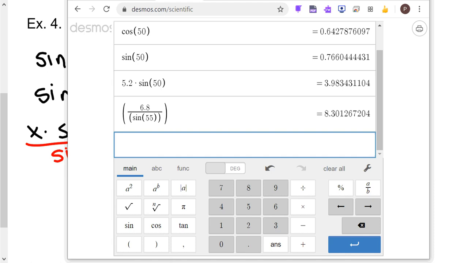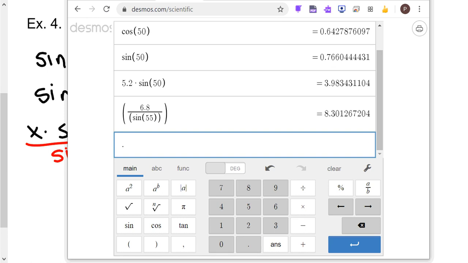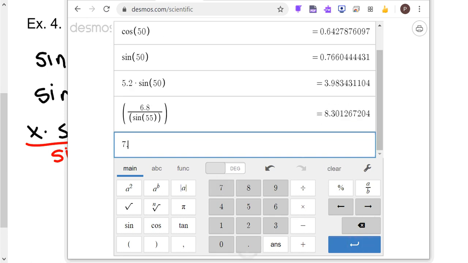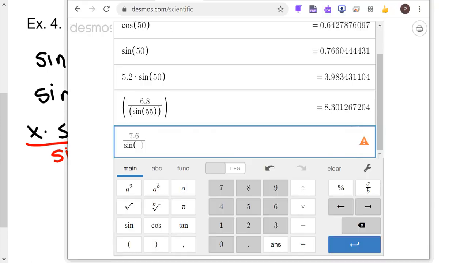Which when we plug that in here, 7.6, oops, there we go, 7.6 divided by sine, looking at my angles again, 65.